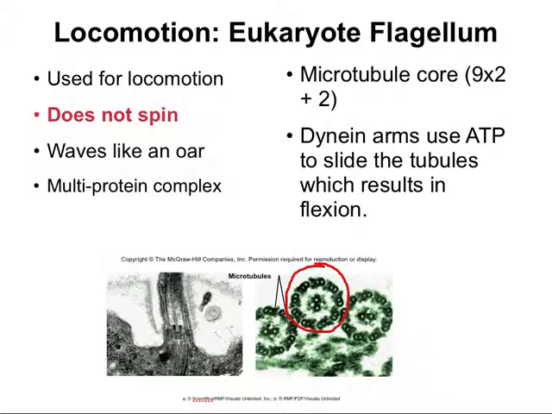And there are these dynein arms that are utilizing the ATP to allow the tubules to slide across each other, which creates flexion and extension, or like a wagging of a tail in these flagella. They're primarily used for locomotion, and it rows more like an oar, whereas the prokaryotic flagellum spins more like a propeller. So again, eukaryotic flagella, very different than prokaryotic flagella.